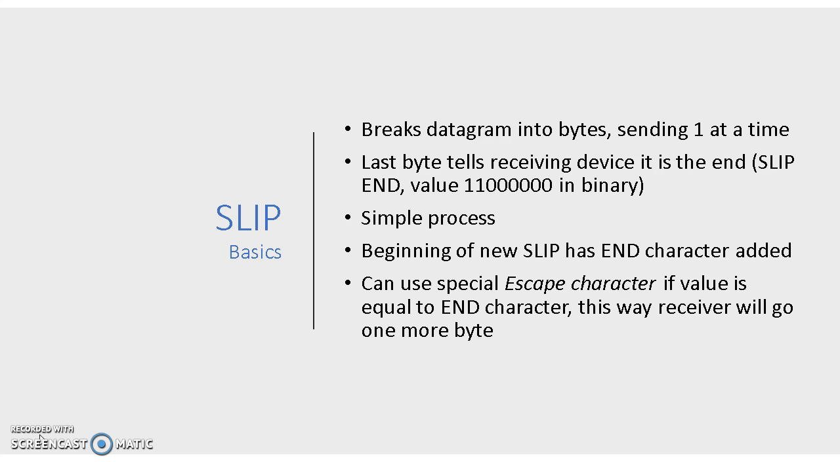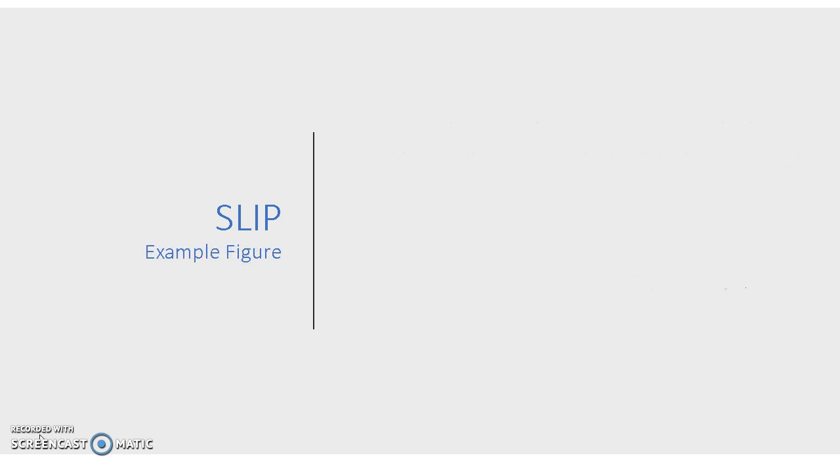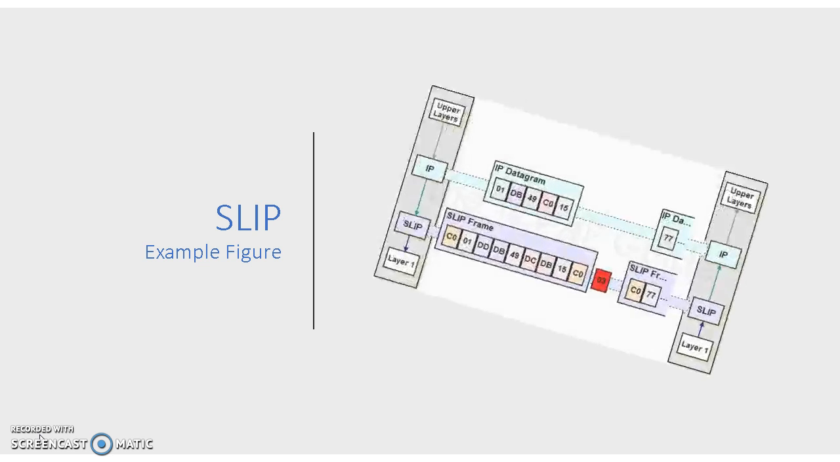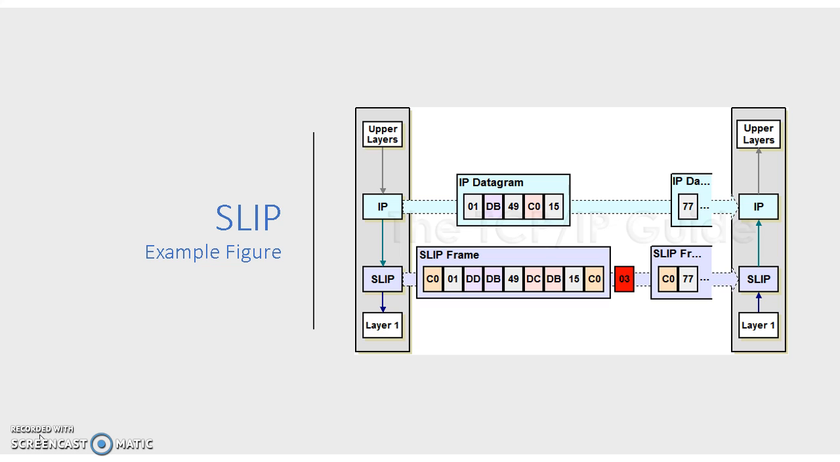If for some reason the 11 with 6 zeros, the binary value of 192, is being sent in the datagram, it also has the ability to use a special escape character if the value is equal to the end character. This way the receiver will read 1 more byte to determine what the value of that byte is. Here's an example figure that I found to show you how SLIP sends information or datagrams across. If you look, you'll see the upper layer sends it down to the IP, sends it to the SLIP frame, sends it across to the right, and transports it back up to the upper layers.